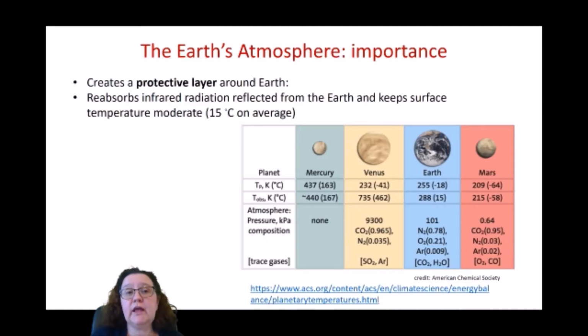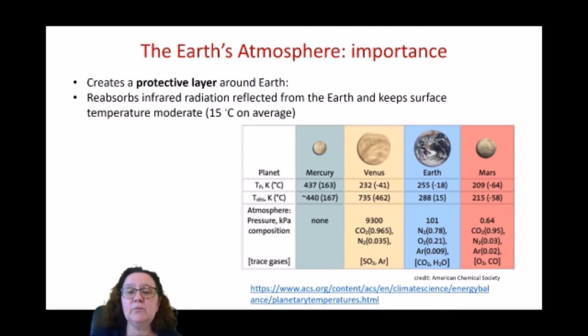The atmosphere on Earth creates a protective layer. It reabsorbs infrared radiation reflected from the Earth, so it doesn't go back into space, and that keeps the surface temperature at a moderate average of around 15 degrees.